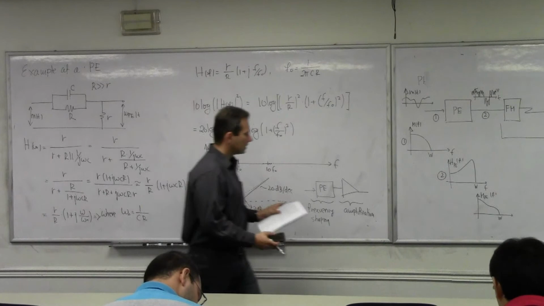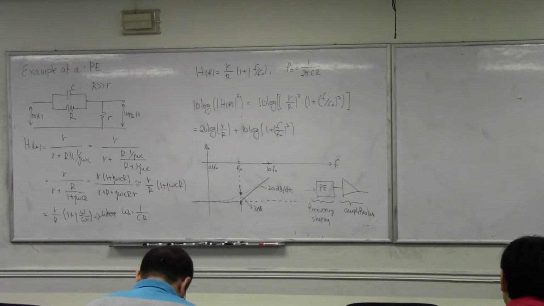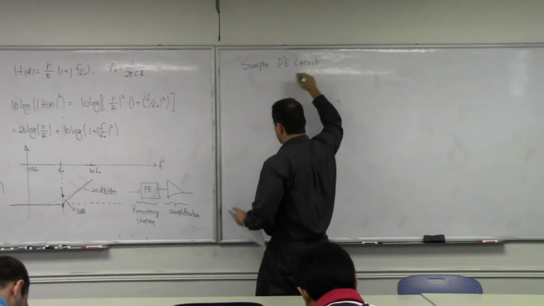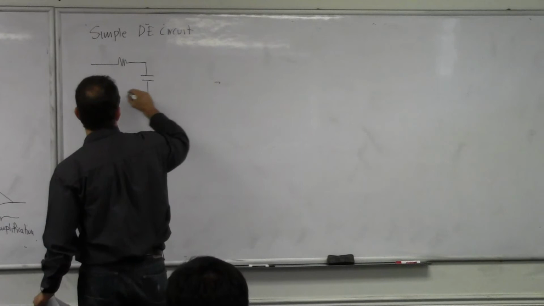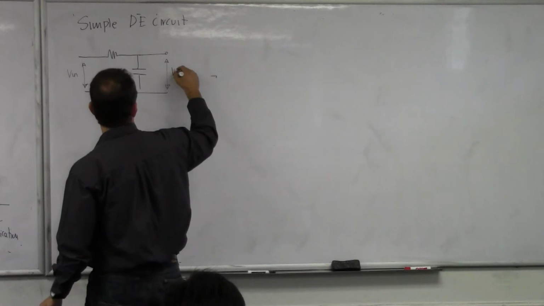So let's take a look at de-emphasis now. How would I implement de-emphasis? So simple, an RC circuit. This one would look like this. This is your input, and this is your output. So this is VIN, VOUT. This is C, R.